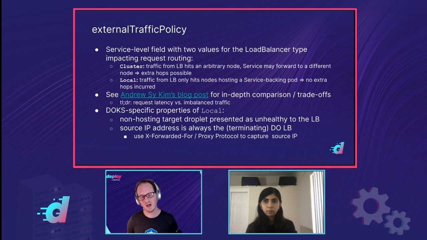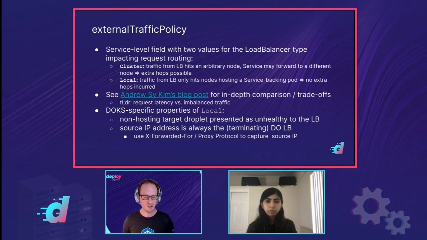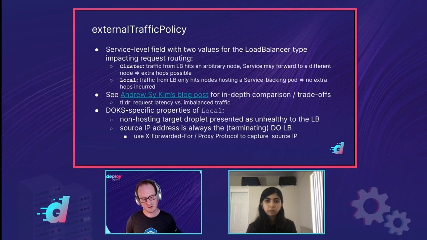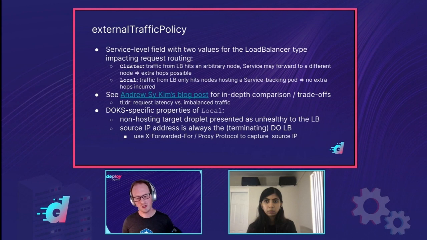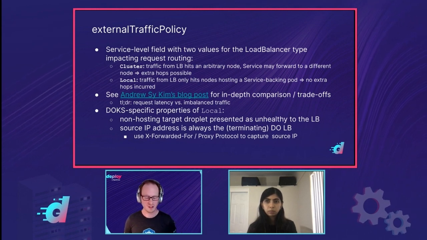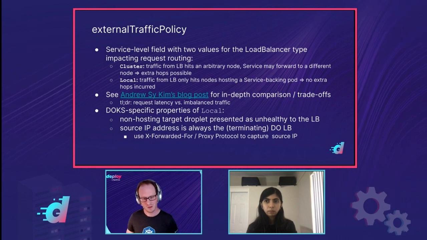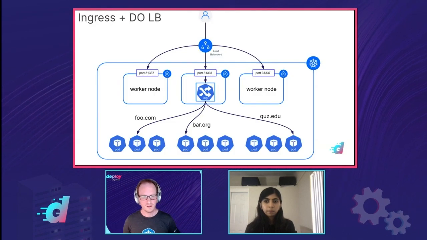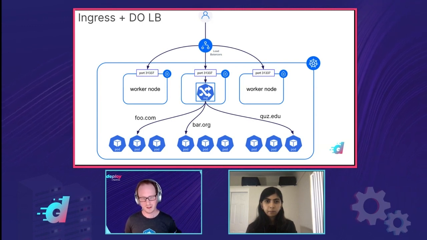If you need to access the source IP of the actual client, then what you can do is use headers like X-Forwarded-For for HTTP, or use the proxy protocol. Both are options that you can enable, or that are automatically enabled in case of X-Forwarded-For on the DOLB. So here's a picture of what it looks like when you now use Ingress in combination with a DOLB.